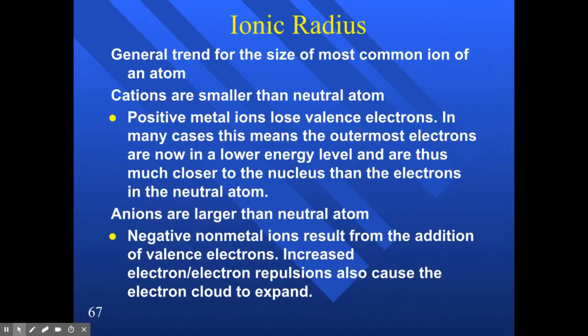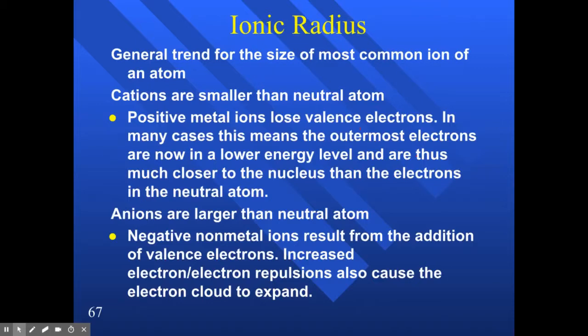So how to explain that on the AP exam? Cations are smaller than their neutral atom. The positive metal ions lose valence electrons. In many cases, this means they lose the outermost electrons and are now in a lower energy level, and thus much closer to the nucleus than the electrons in a neutral atom. So those electrons are closer and more strongly attracted.